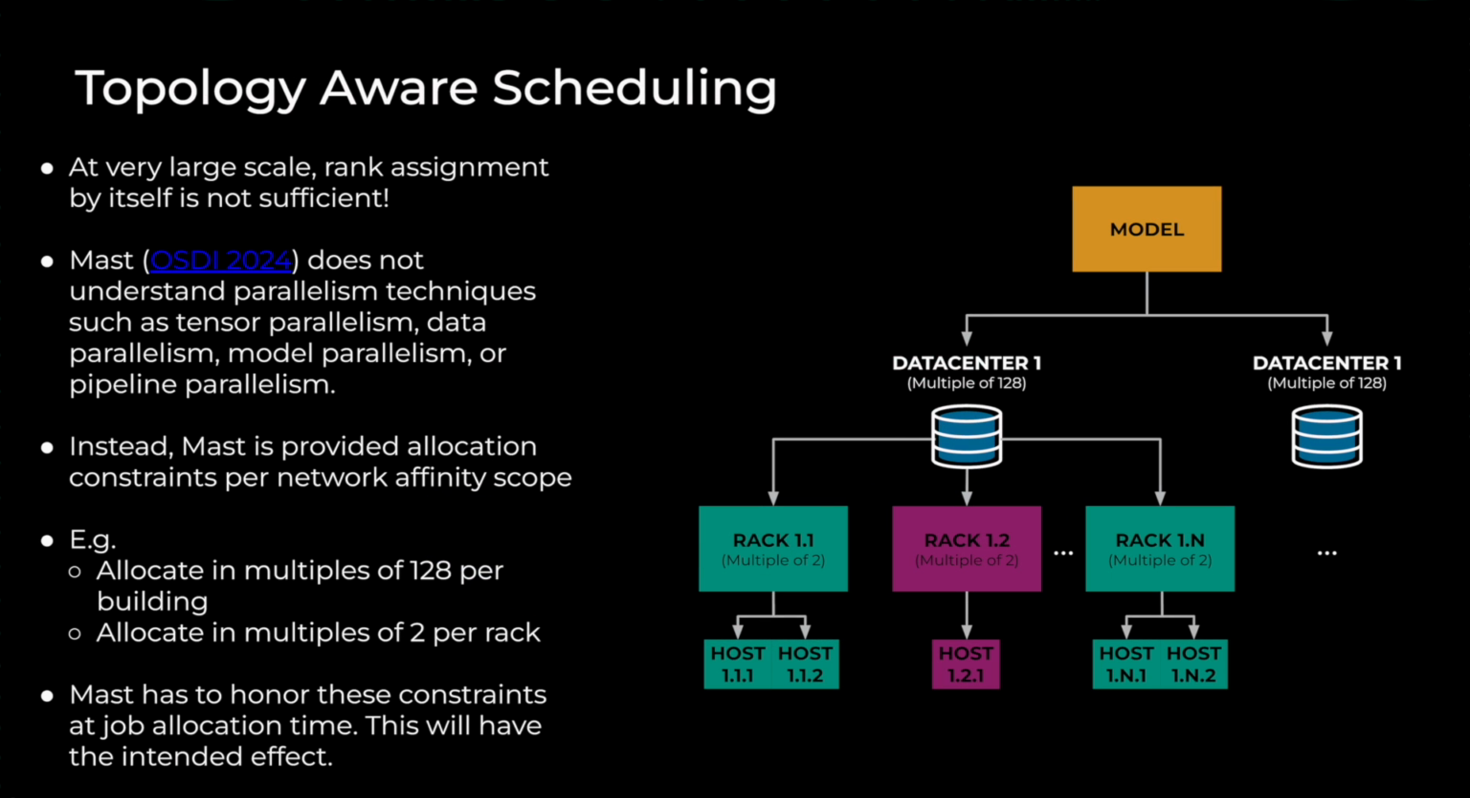Unfortunately, at very large scale, rank assignment by itself is not sufficient. This means that the various parallelism techniques we were talking about earlier could still see performance regressions. Specifically, we have tensor parallel, data parallel, model parallel, and pipeline parallel. We earlier asserted that tensor parallel should not go outside of racks, model parallel and pipeline parallel should not go outside of zones, and only data parallel can go outside of zones and across buildings.